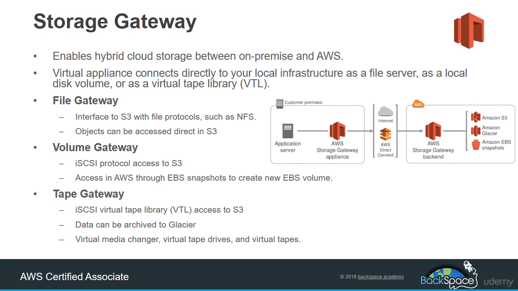The other option there is a tape gateway, and that is again an iSCSI, a virtual tape library access to Amazon S3. And that data in Amazon S3 can be archived over to Glacier. And it uses virtual media changers, virtual tape drives, and virtual tapes.